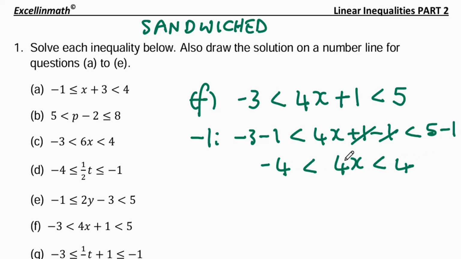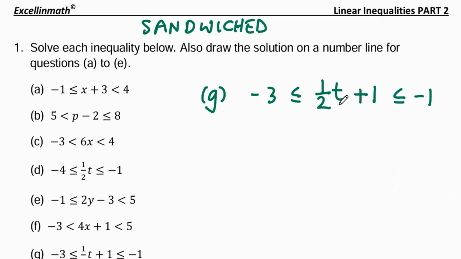Now we want to get rid of the 4 next to the x here. And since we are multiplying by 4, we can divide through by it. So negative 4 divided by 4 is negative 1. 4x divided by 4, the 4's will cancel, and we're left only with the x. And 4 divided by 4 is 1.